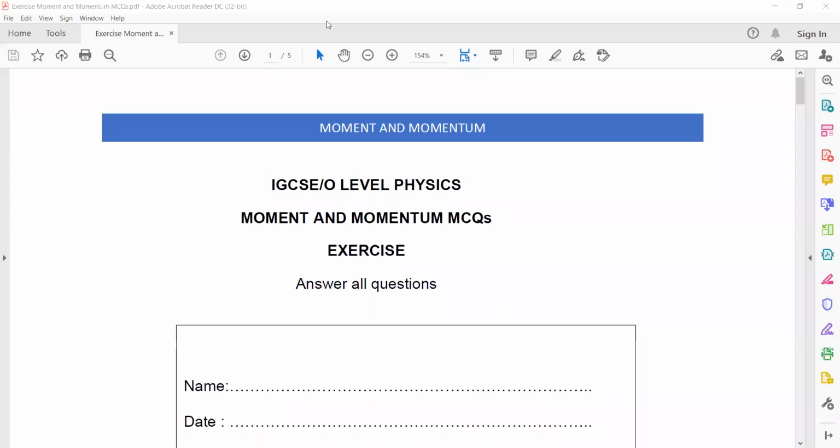So in this session, we'll discuss weekly homework related to the topic moment and momentum. Moment is the turning effect, and when an object has a mass and is moving at a certain velocity, we call that momentum. The reason why I mix the MCQs is so that you can distinguish, even in the exam, the difference between moment and momentum.